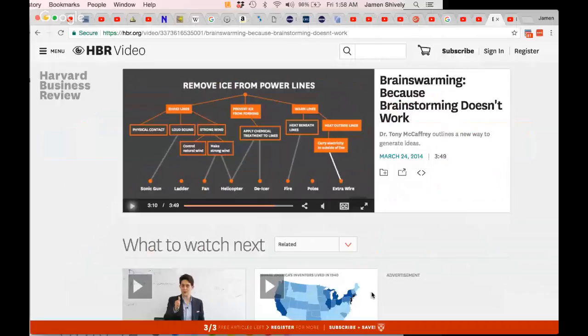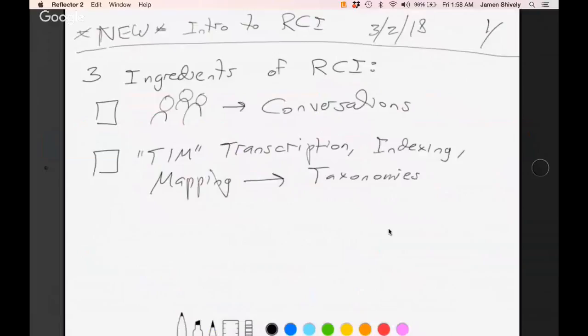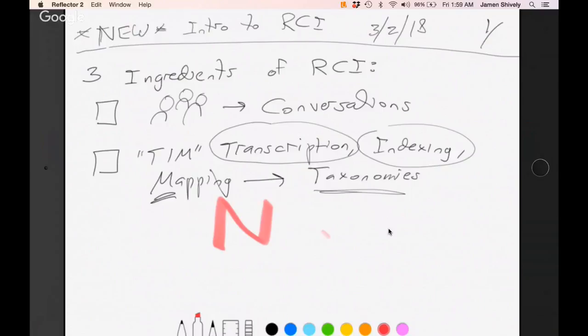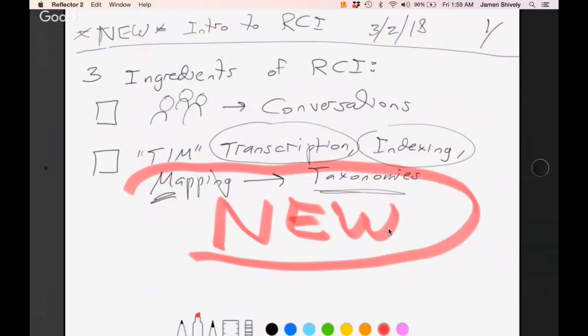So back to the big picture. The mapping is, of course, the newest. Software has been around for literally decades to do voice transcription. Indexing has been around for over 20 years. And so those are nothing new. Mapping to taxonomies, I'll draw it in red like a big marketing slogan, that is new, right? So that's really the first new thing that we're introducing that's different from, say, what Google Plus transcription can do.